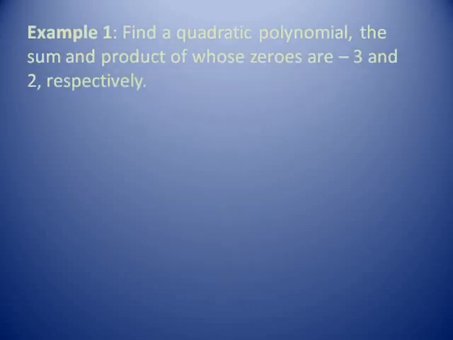Now let us discuss some of the examples. Here is example 1. Find a quadratic polynomial, the sum and product of whose zeros are -3 and 2 respectively. Here alpha plus beta is equal to -3 and alpha into beta is equal to 2.